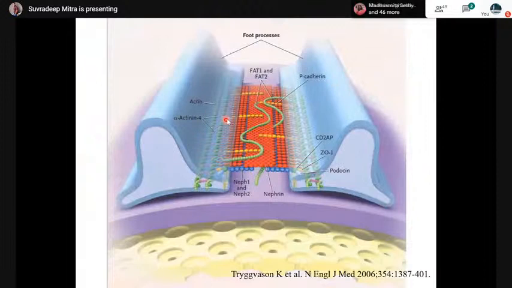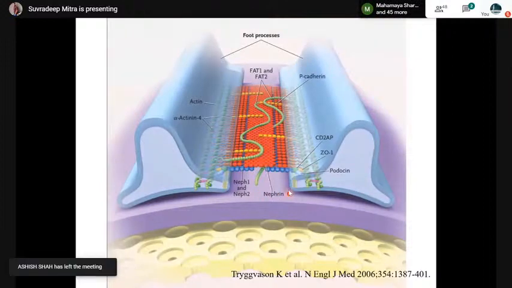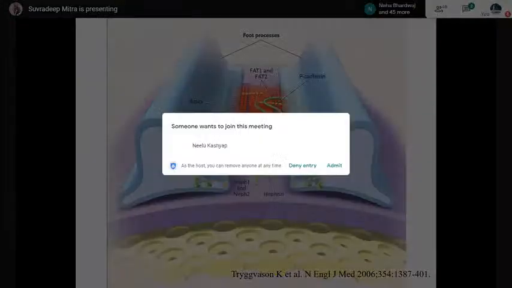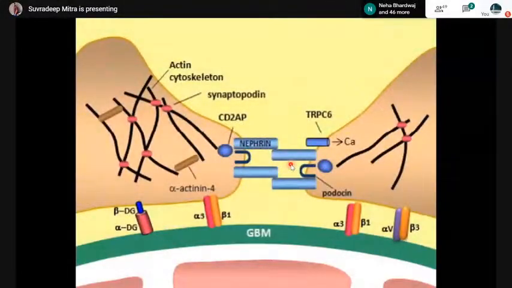In this filtration diaphragm or the slit diaphragm, you can see names of a lot of proteins. Of course, you are quite acquainted with the names of at least these two proteins, nephrin and podocin, the mutation of which gives rise to congenital nephrotic syndrome phenotype. So infantile nephrotic syndrome can be caused by the mutation of nephrin and podocin, and even the mutation of this kind of proteins. So this is the importance of the proteins in the filtration diaphragm.